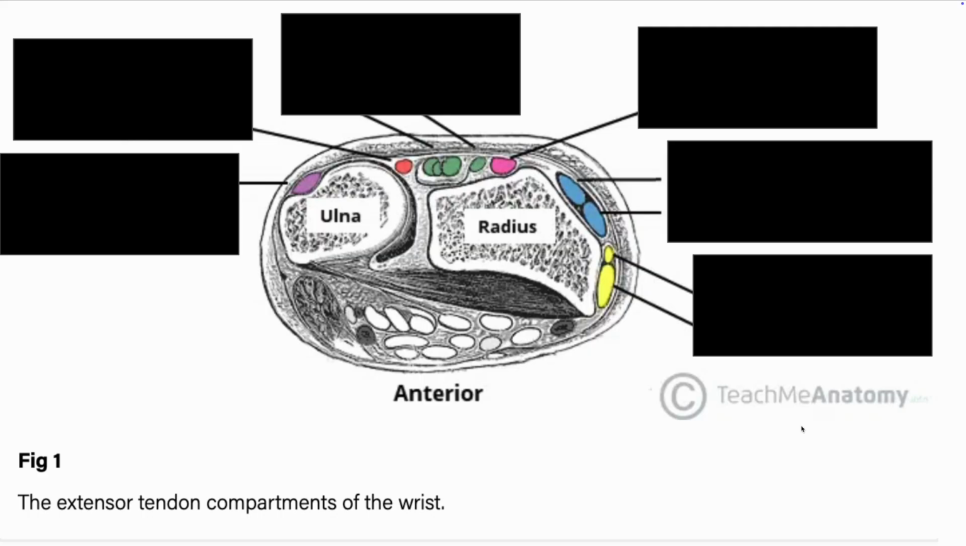Take a moment to look at the 6 different compartments, name all the tendons inside of them, and potentially some nerves, and try and think about any high-yield clinical associations that might be associated with the different compartments.